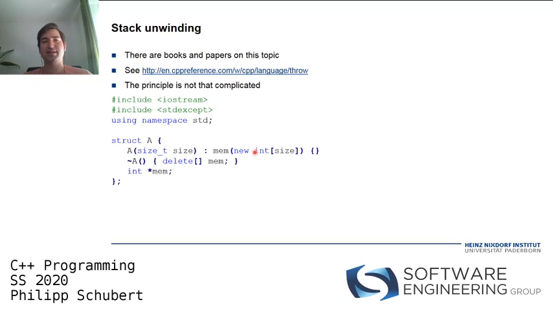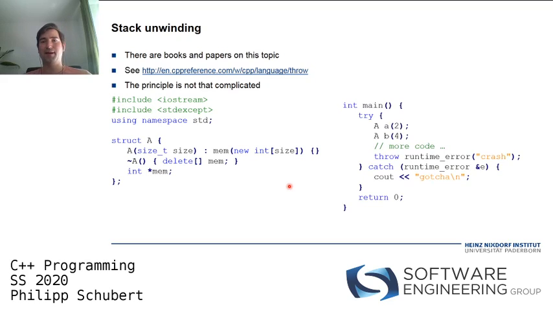And here it dynamically allocates an array of size integers, and it stores the pointer in that data member mem, for memory. And in the destructor, it array-deletes whatever mem points to, so to get rid of the dynamically allocated integer values, right? So far, so good. I hope that's pretty much clear by now.